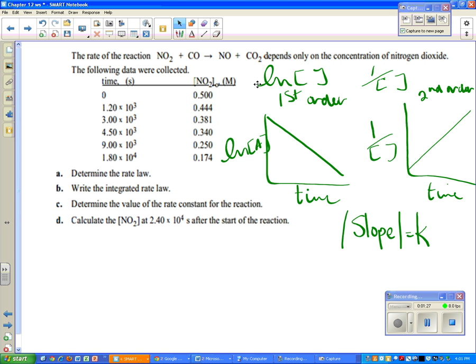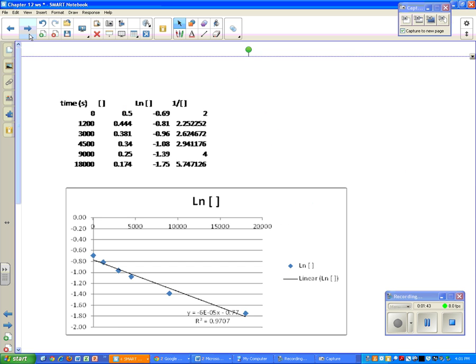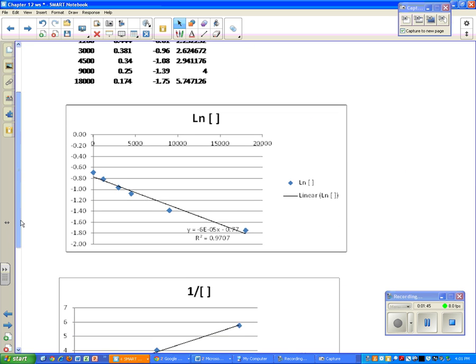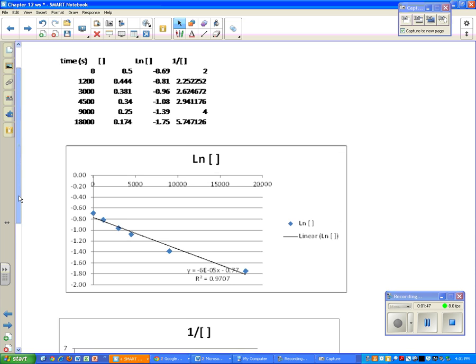You pretty much look on your formula chart. The first formula under kinetics is a first order, and the second is a second order. And then I can just determine the value of the rate constant. It's just the slope. Then I can do a little bit of math just using the formulas. So what I did is I graphed this and put the information in. You could do this in your calculator. I just did it in Excel.